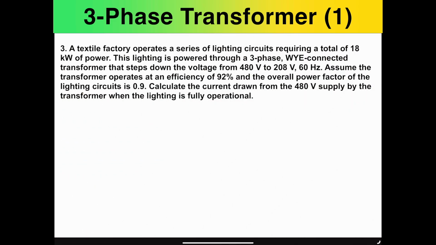So let's dive into the third question. The third one is asking: a textile factory operates a series of lighting circuits requiring a total of 18 kilowatts.